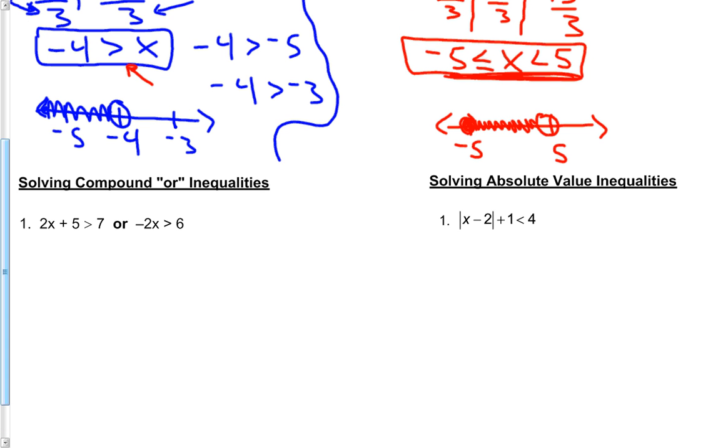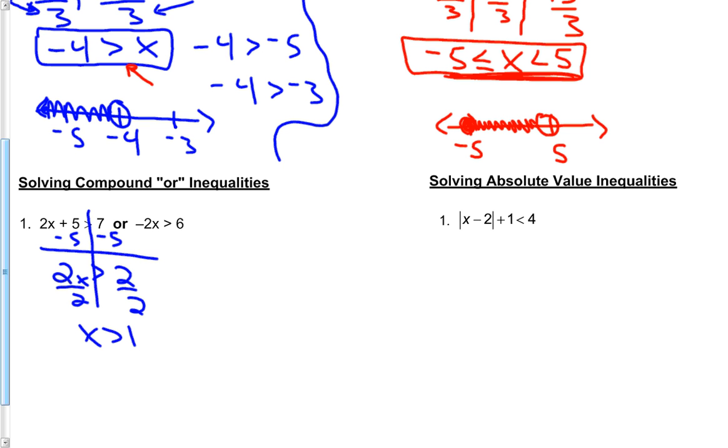Okay, compound or, again, pretty straightforward here. It's just two regular problems, and you graph them on the same graph, if they ask you to graph it. So do one problem first, then do the second problem. So minus 5, 2x is greater than 2, divide by 2, divide by 2, x is greater than 1. Done. Okay, go to the next problem here.